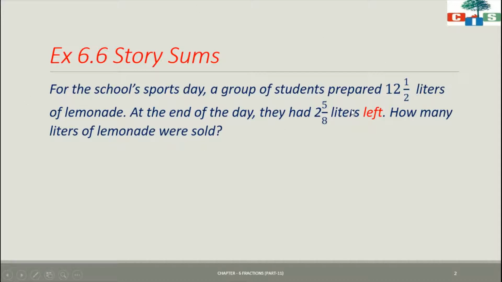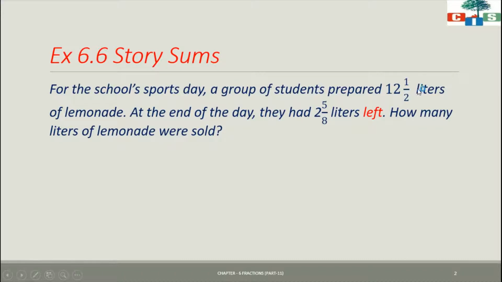Okay, so now scholars, we will find the keyword in this story. So here we have the keyword as left. Okay, left is the keyword for subtraction. Yes, so this story sum is related to subtraction. So before that, what we have to do? We have to frame sentences. So for that, what we need to do first? We need to see the numbers.